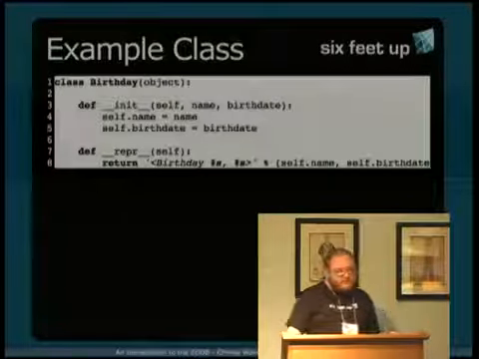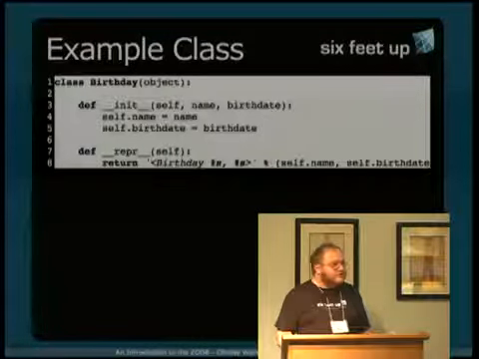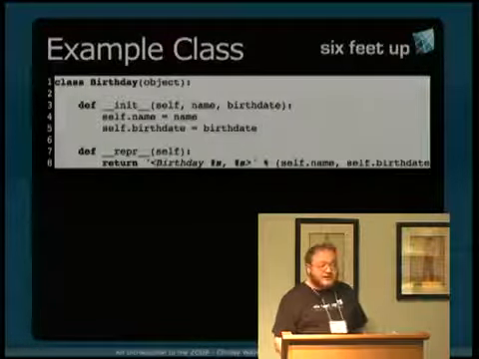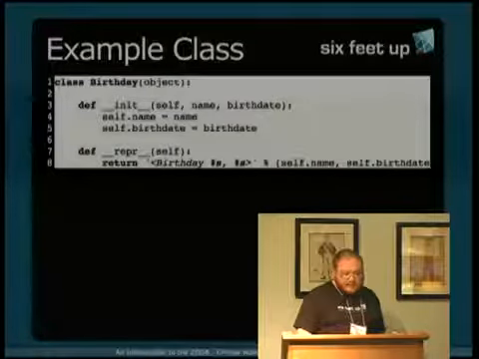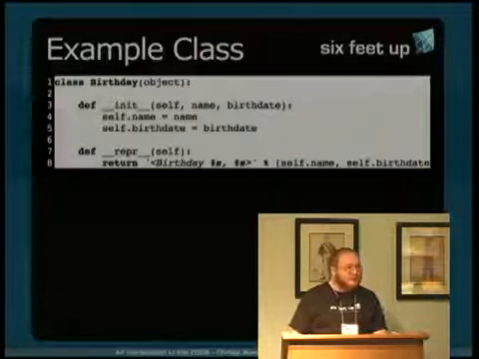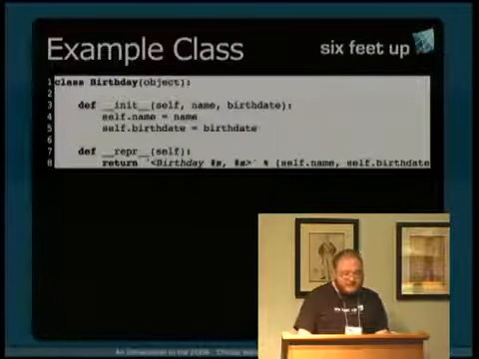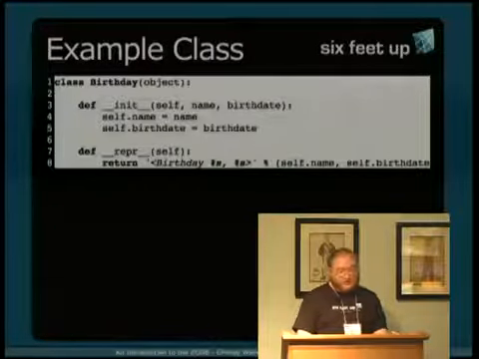So here I'm making an example class. This is just a dummy class to kind of show off some of the interactions. We have a Birthday object that just has a name and a birth date, which in my examples will be a string. And it has a representation method that will just print out the name and the birth date.